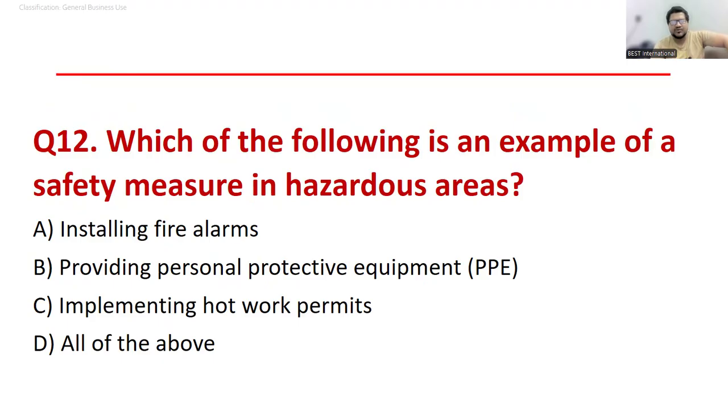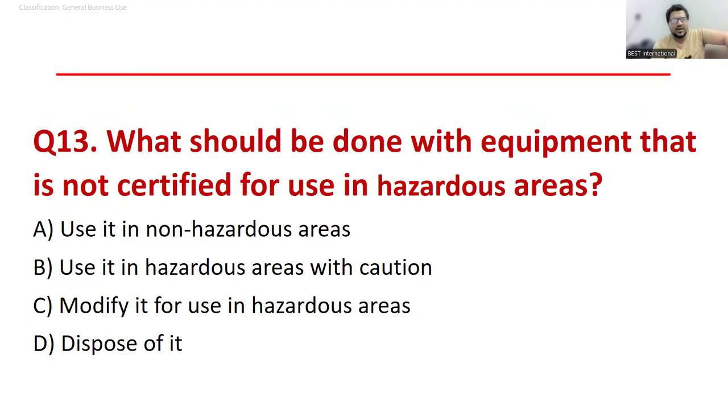Question 12. Which of the following is an example of a safety measure in a hazardous area? Installing fire alarms, providing personal protective equipment, implementing hot work permits, or all of the above. Question number 13. What should be done with equipment that is not certified for use in hazardous areas? Use it in non-hazardous areas, use it in hazardous areas with caution, modify it for use in hazardous areas, or dispose of it. Choose your best right answer.